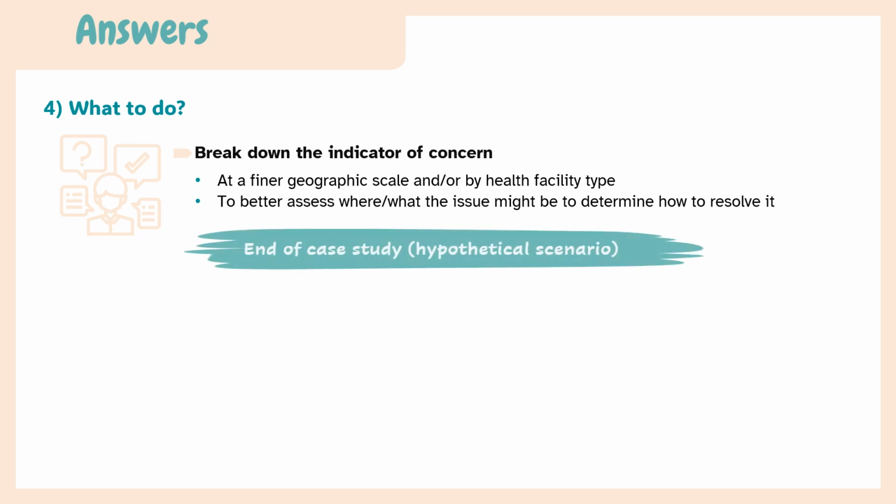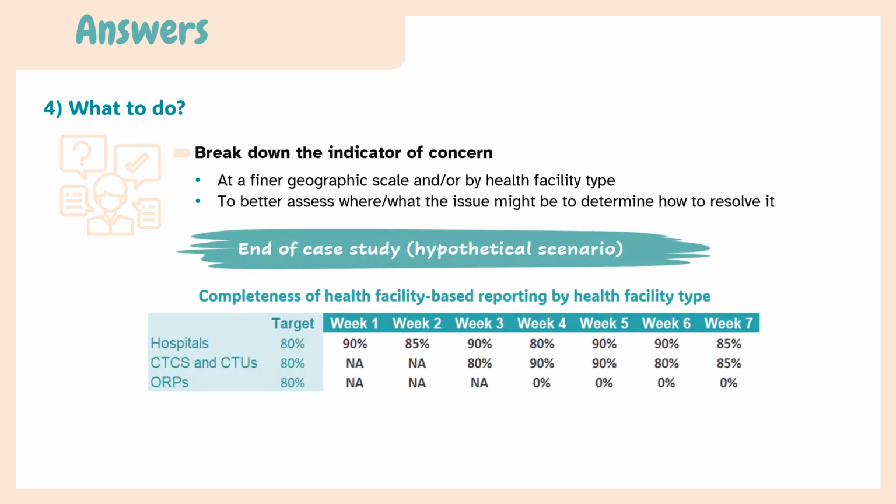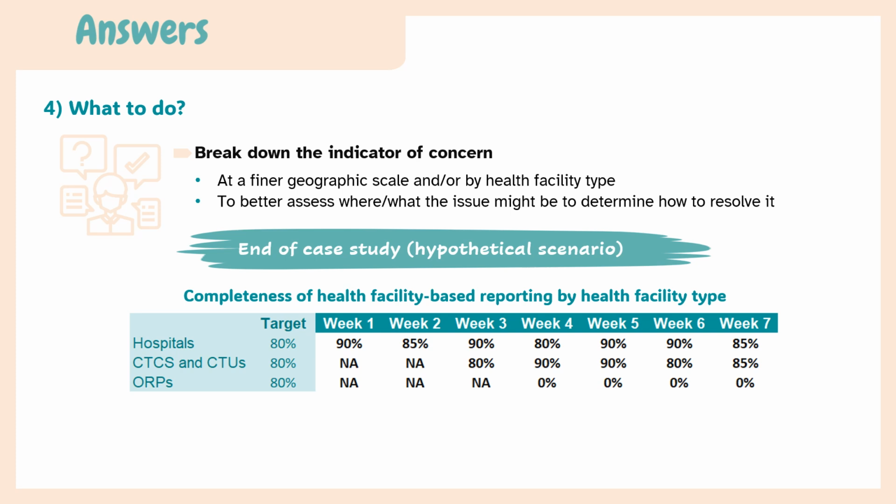In this scenario, here is how it went. The indicator of concern, that is completeness of health facility-based reporting, was broken down by health facility type. This showed that hospitals consistently met the target for completeness of reporting. Cholera treatment centers, CTCs, and cholera treatment units, CTUs, were set up on week 3 and consistently met the target for completeness of reporting. Oral rehydration points, ORPs, were set up on week 4, and since then, none of them reported. The issue was identified as the absence of reporting by ORPs.